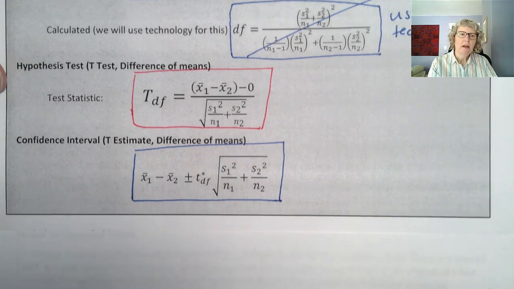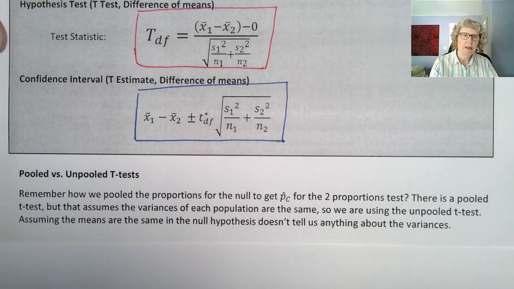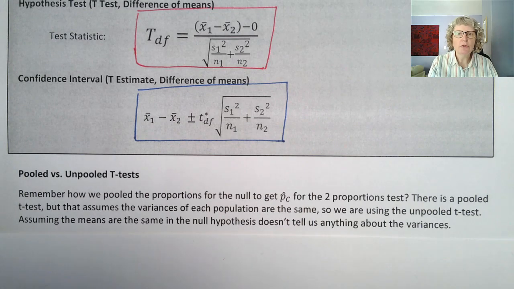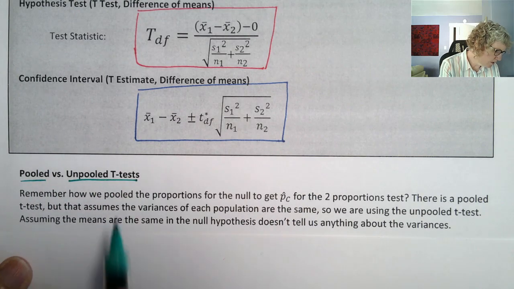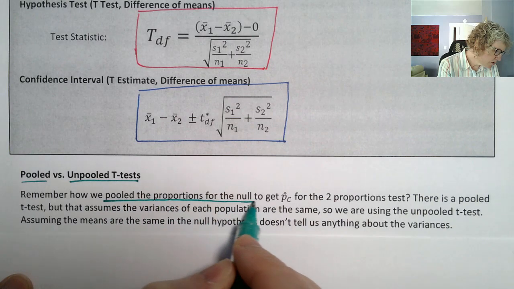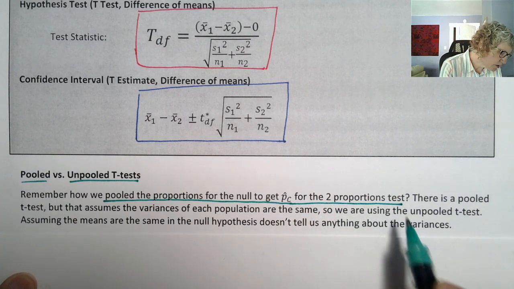Okay. Now, you might be remembering back when we did proportions. We remember how we did a pooled, assuming the null was true, we had to pool all of our observations into one group and get that pooled proportion, right? We're not going to do that for means, so let me explain why. So this is about pooled versus unpooled tests. So we did pool the proportions for the null to get p hat c. Remember that for the two proportion test.